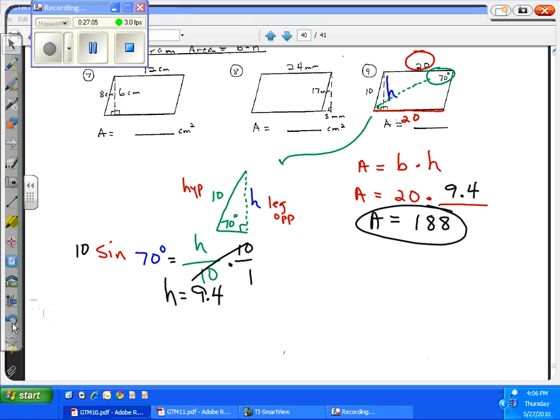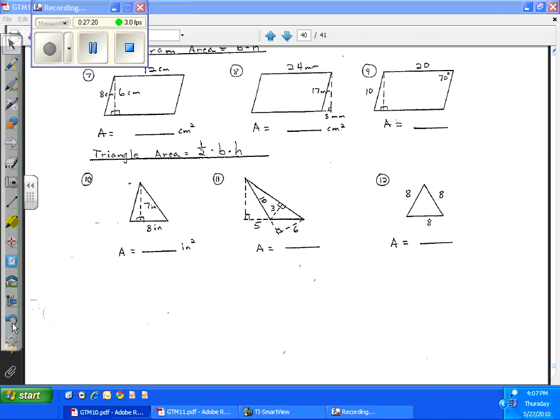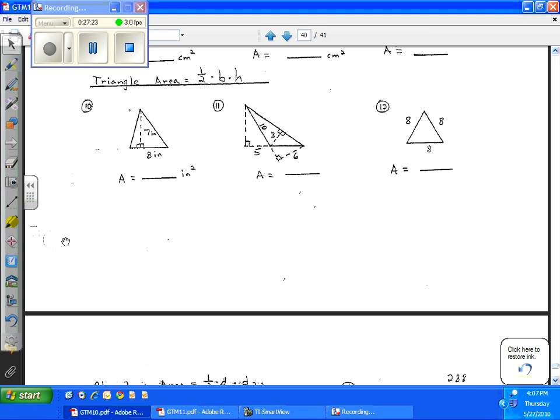Any questions on number 9? Okay. So we've found the areas of some squares, areas of some rectangles. We just found the areas of some parallelograms. Now we're going to move to triangles.